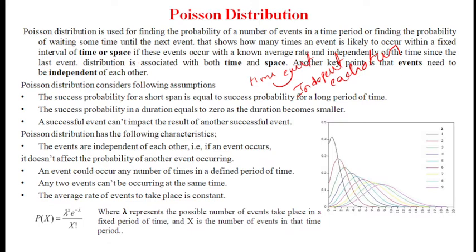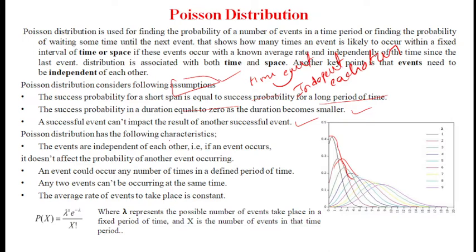What are the conditions or the assumptions of Poisson distribution? The success probability for a short span is equal to the success probability for a long period of time. The success probability in a duration tends to 0 as the duration becomes smaller. A successful event can't impact the result of another successful event.